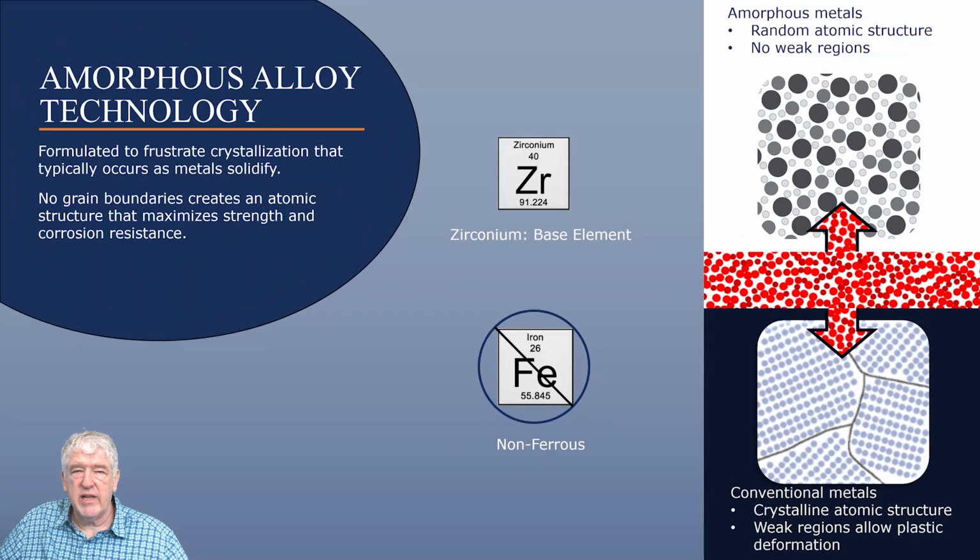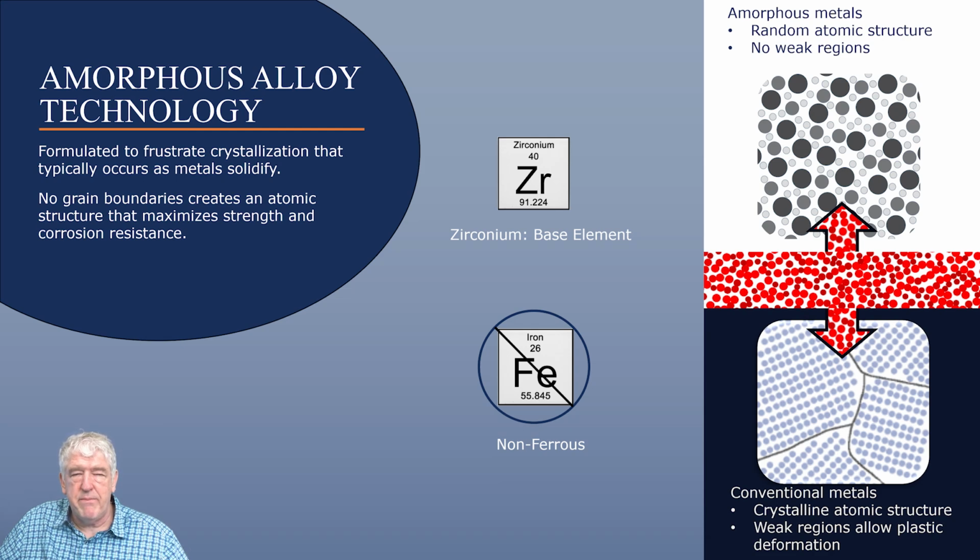By eliminating crystallization and grain boundaries, Liquidmetal creates a material that combines the best properties of metals and plastics, which are durability, elasticity, and moldability, making it ideal for high-precision components across industries like medical, automotive, aerospace, and electronics.